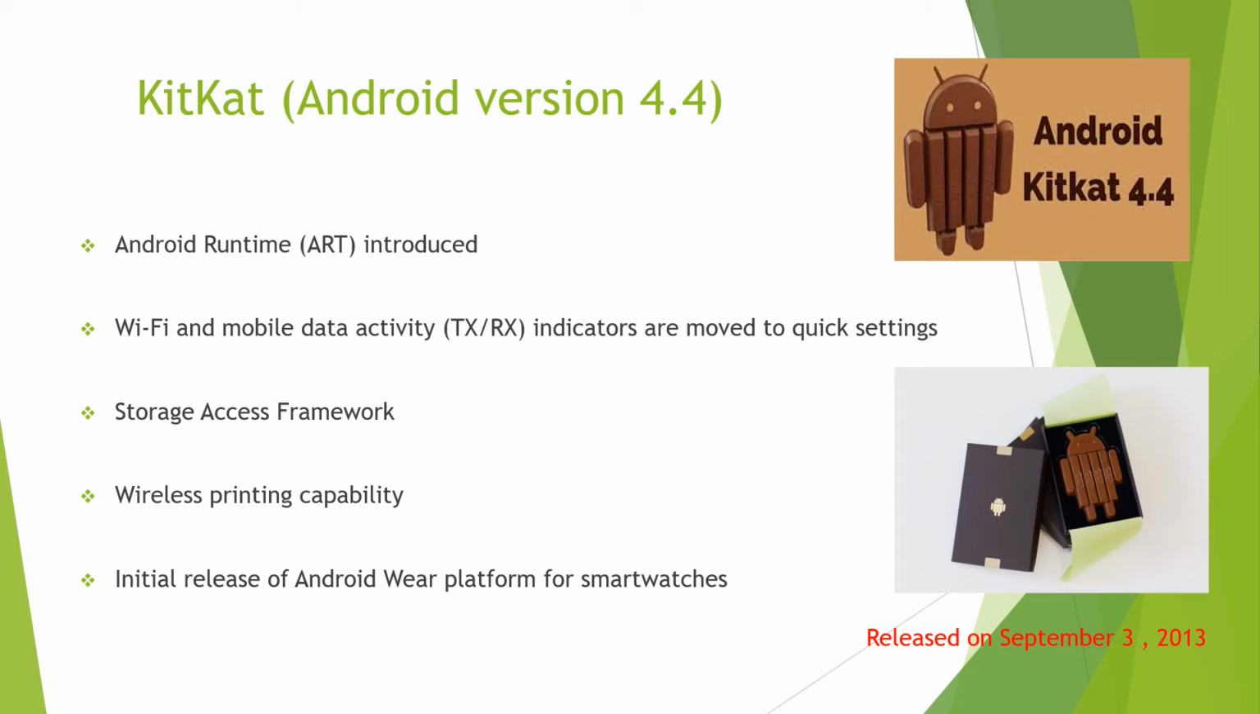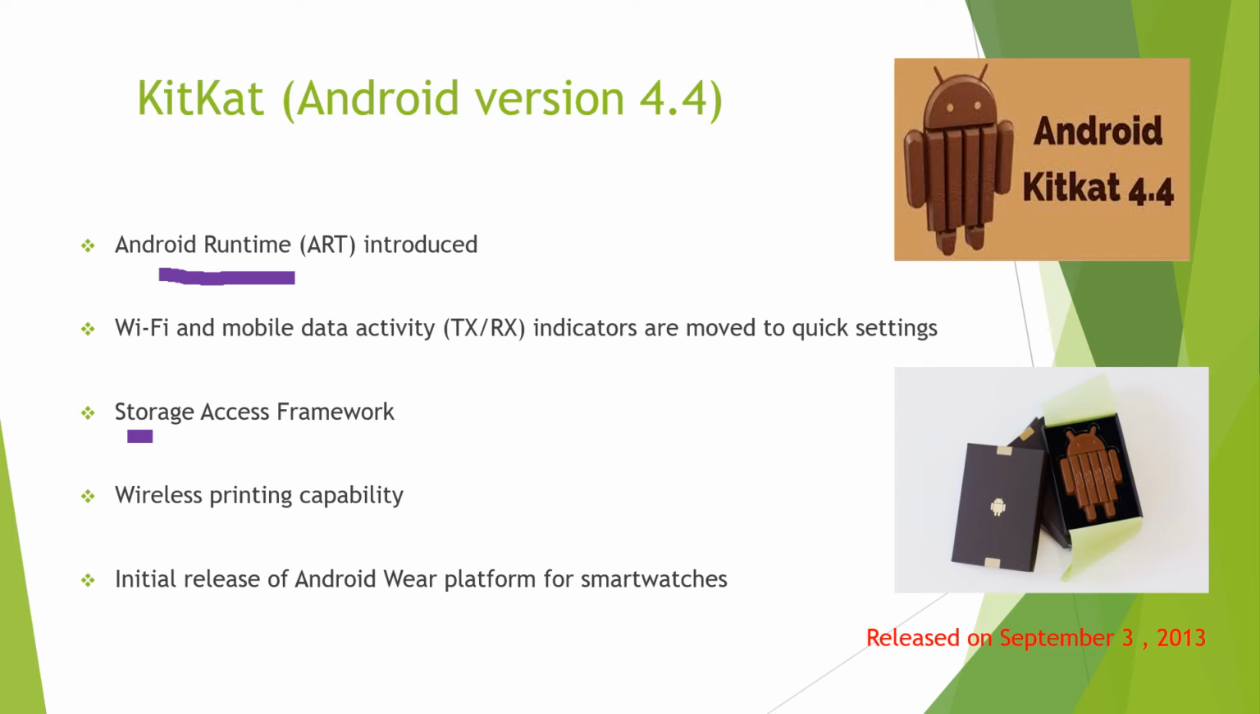The next update was KitKat, including Android version 4.4. It was released on September 3rd, 2013. The major feature in KitKat was the introduction of Android Runtime. Android Runtime was introduced as the application runtime environment, replacing the Dalvik Virtual Machine. So the Dalvik Virtual Machine was replaced by Android Runtime. KitKat also provided Wi-Fi and mobile data activity indicators, which were moved to quick settings.